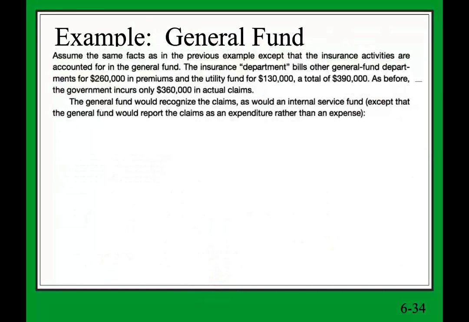Now we could switch the example and look to see how it is accounted for in the general fund. So assume the same facts as the previous example, except that the insurance activity is accounted for in the general fund. So rather than having an ISF, internal service fund, to self-insure, the general fund handles that activity. So the government is still self-insuring, but it's being handled by the general fund. The insurance department, notice in quotes, department, because basically it's an account, bills other general fund departments for $260 in premium and the utility for $130, for a total of $390. As before, the government incurs only $360 in actual claims. So basically we're using the same example.